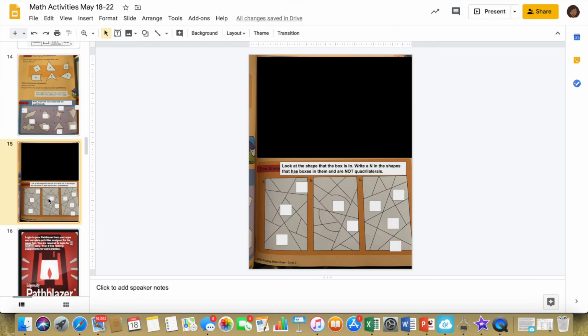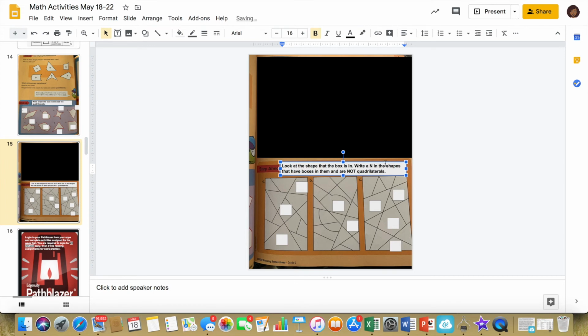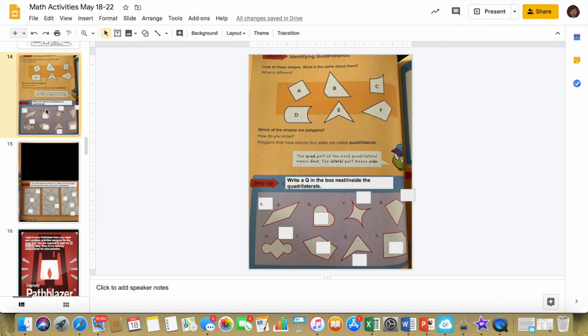Then you go to the next page. It's going to be just like your last one. Like I said, I didn't put a box in each little thing. That would have been too much. But you just have to go through. You look at each shape that you see a box in. So if you don't see a shape in here, you don't worry about it. And you count. Look at the shape. Write an N in the shapes that have boxes in them that are not quadrilaterals. So make sure that you guys are reading the instructions before just getting to work, because this one wants you to write an N for the ones that are not, whereas this one wanted you to write a Q for the ones that are. So just make sure that you're reading those.